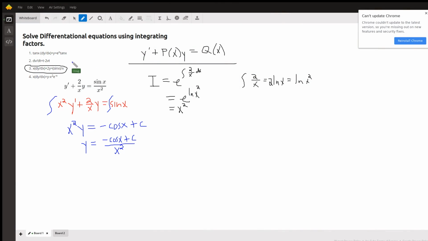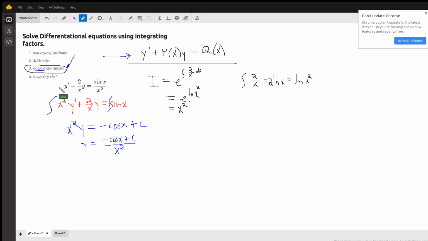Okay, if we want to solve a differential equation that looks something like this, we want to get it in a form that looks like this: y prime plus P of x times y, where P of x is a function of x only, equals Q of x, which is another function of x. And we can do that by dividing every term of the original equation by x. That'll give us dy/dx plus 2 over x times y equals sine of x over x squared.